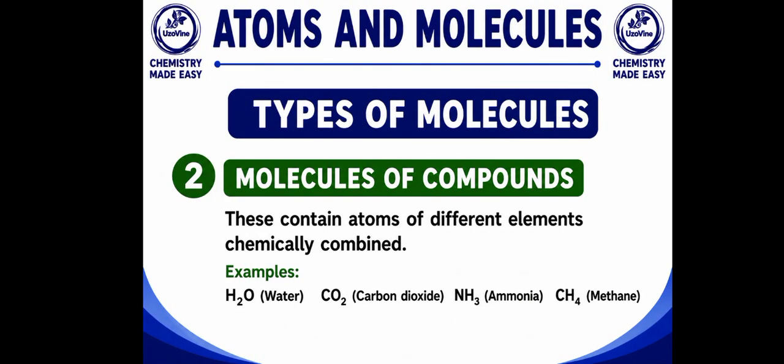We have molecules of compounds. These contain atoms of different elements chemically combined. Examples, H2O, you can see hydrogen atom and oxygen atom combined. Carbon dioxide, you can see carbon and oxygen atoms combined. Ammonia, nitrogen and hydrogen combined. Methane, carbon and hydrogen combined.